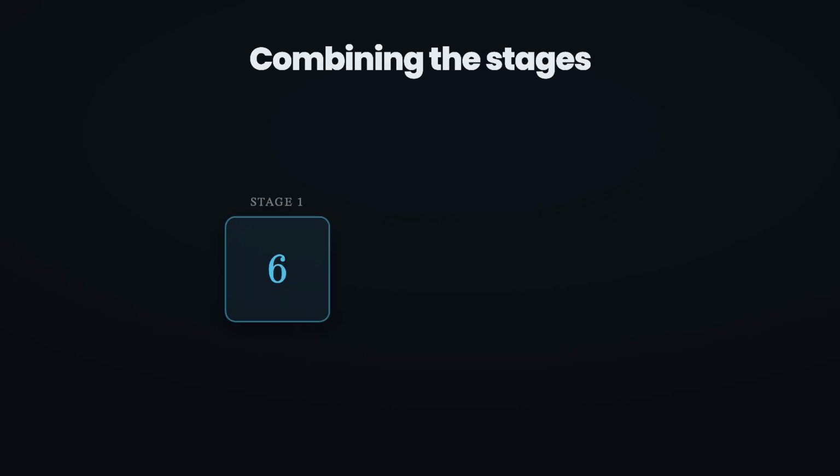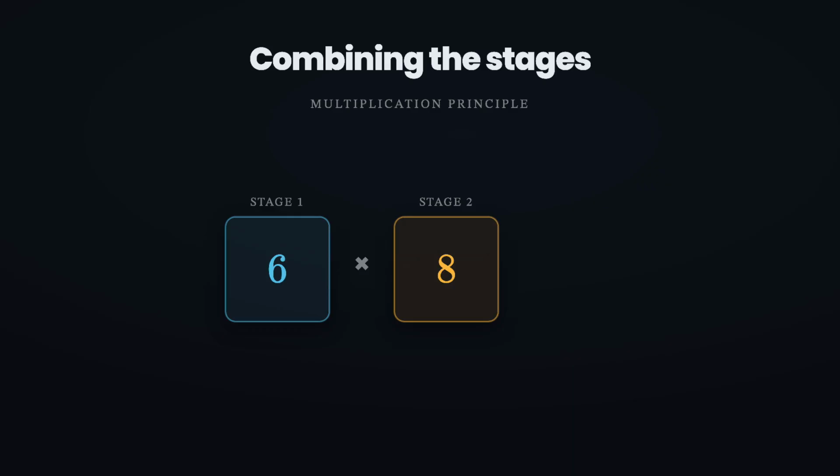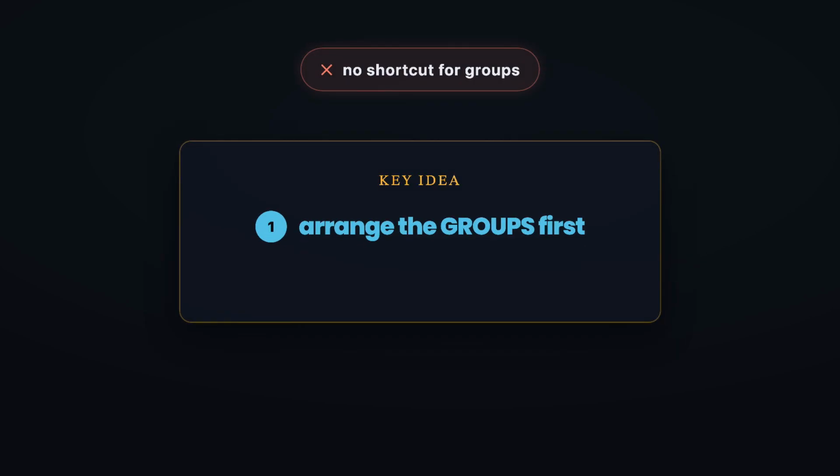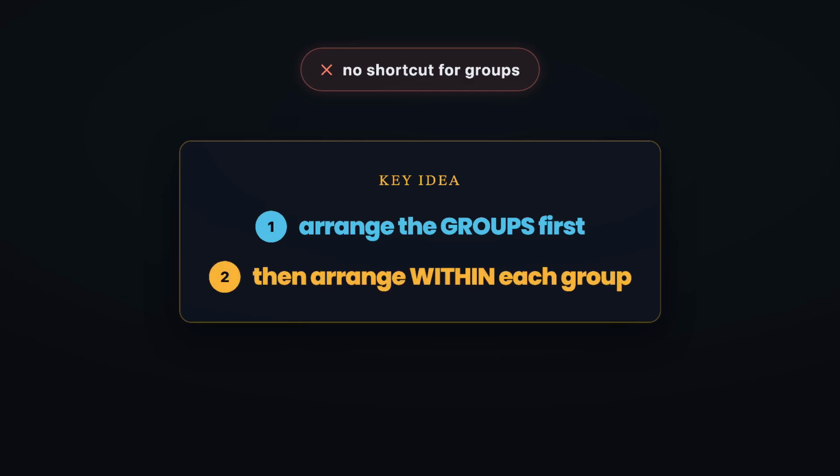Alright, there are 6 ways to do stage 1 and 8 ways to do stage 2. By the multiplication principle, the total number of ways to arrange the 6 people in the cinema is 6 times 8, which is 48. There's no shortcut for arranging in groups, but the key idea is that you always arrange the groups first and then you arrange how the people sit within each group.